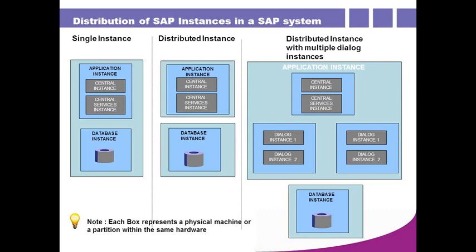Oh, okay. On the third one on the right hand side, the distributed instance with the multiple dialog instances, what's the logic behind assigning instance numbers? How many numbers can we assign here? Can we assign the same number within the same application instance? Yeah, we can install, but see here, in the same server, we can't use the same number. 00 to 97, we can use any number, which is not repeated.